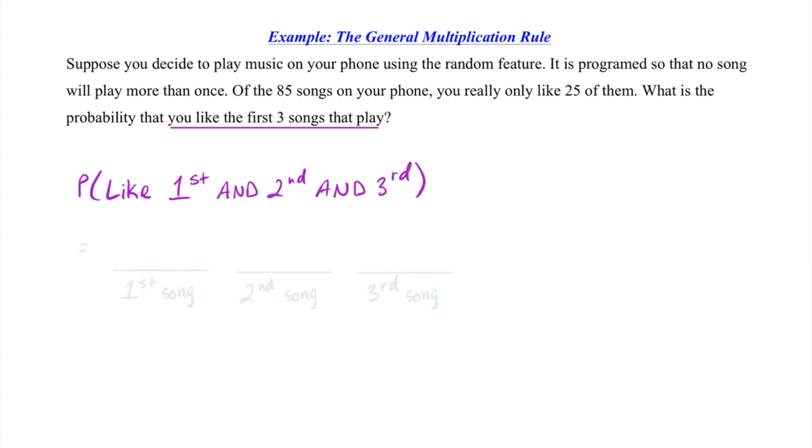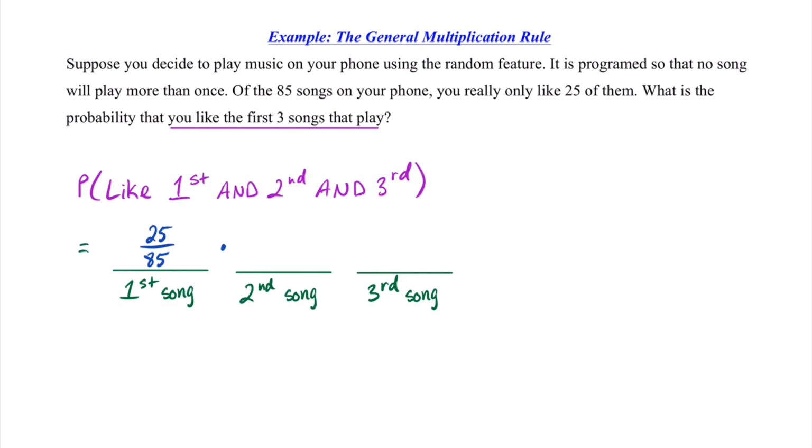Well, just like we did on the previous example, we could think of this in terms of the first and the second and the third songs, address them individually, and figure out their individual probabilities. Taking a look at the first song, you're asking yourself, what is the probability that I like the first song? Well, first we have 85 songs available, just like we had our 52 cards previously. We know that we like 25 of them, and all of them are available to play in this first song. Therefore, the probability that we like the first song would be 25 over 85. Since we know we have the word and in between, we're going to be multiplying these probabilities.